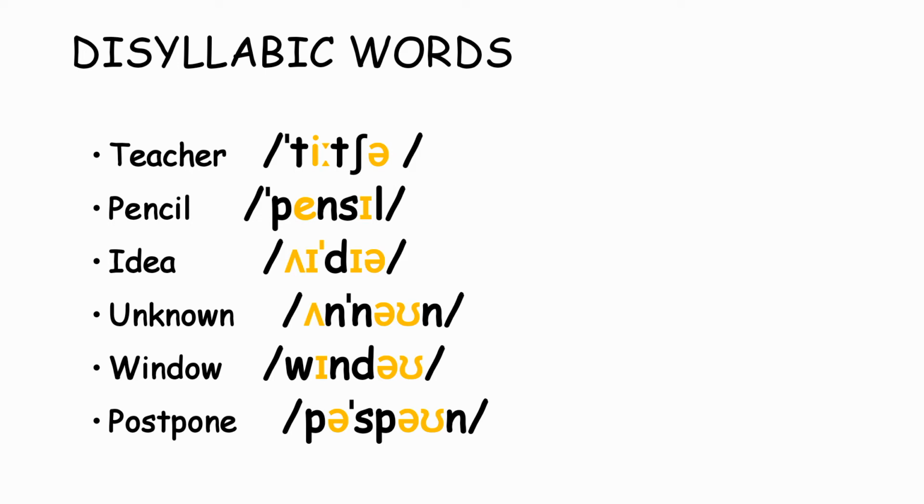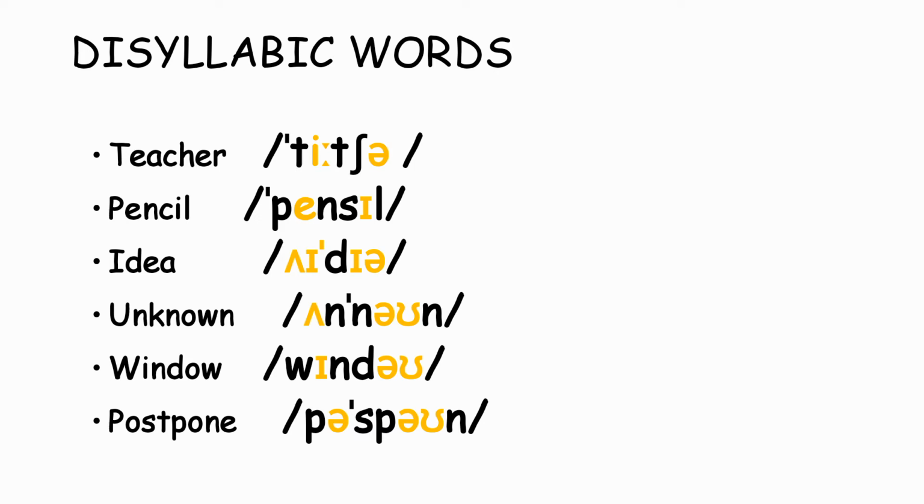The next, P-E-N-C-I-L, pencil. How many saffron-colored symbols are there? The vowel sounds are e in pen and i in cil. So two vowel sounds are there, therefore two syllables are there. That's why it is a disyllabic word.